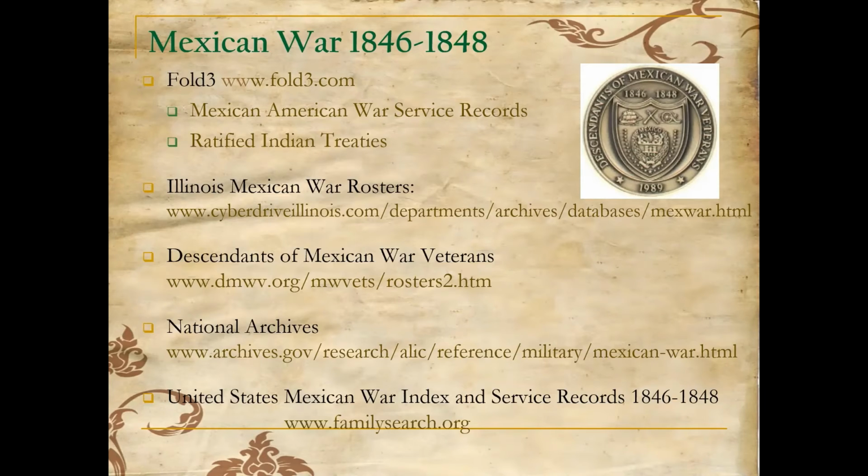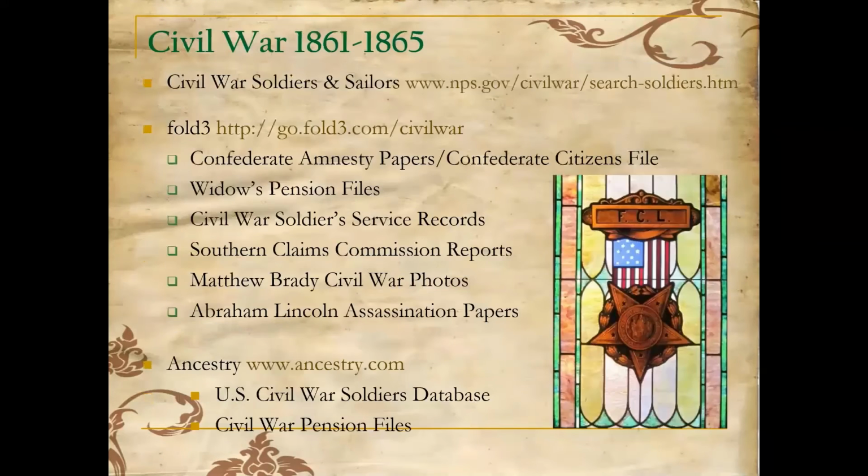But Fold3 does have a couple of collections. They've got a very loose index of Mexican-American war service records. This is not complete. I would still go back and check the individual states. Descendants of Mexican War, again, that's one of those service organizations run by the children of the soldiers and veterans who served. So it's not complete. It's compiled from lists of inventories of members who had their own posts set up around the country. And then FamilySearch has a fairly decent index to Mexican War service records as well. So I would go out to FamilySearch and take a look at the database that they have put together.